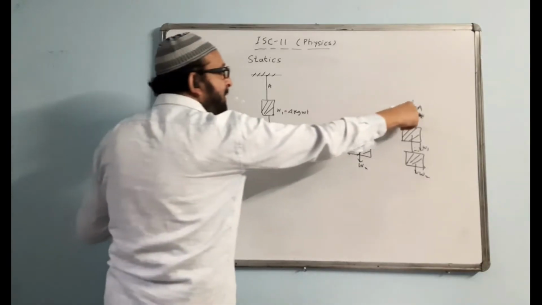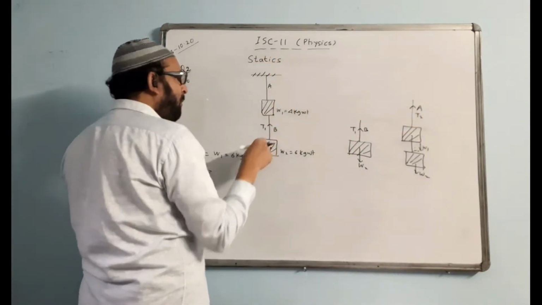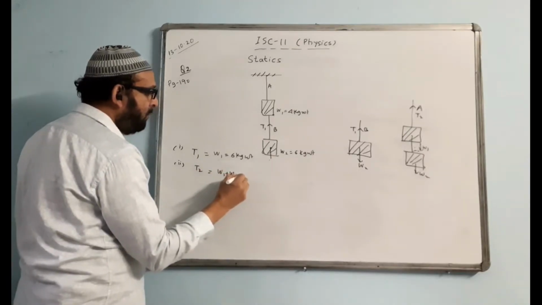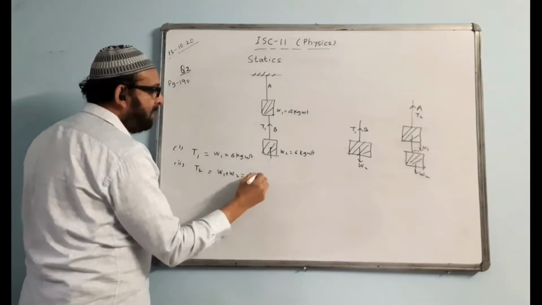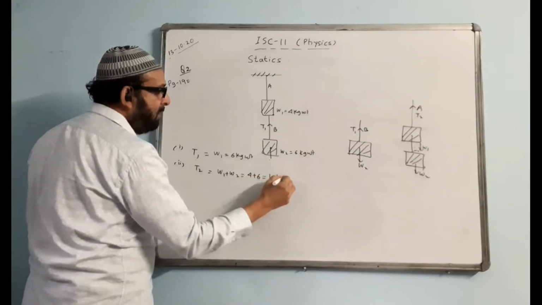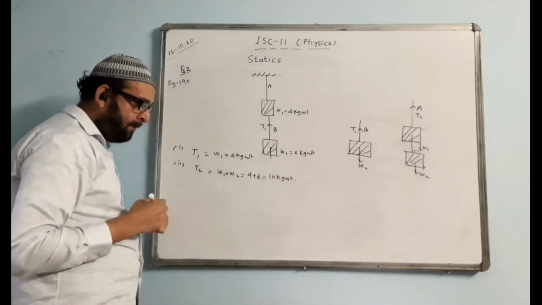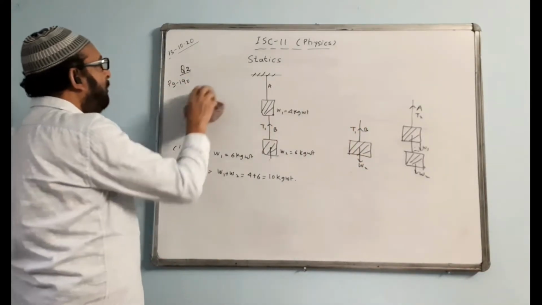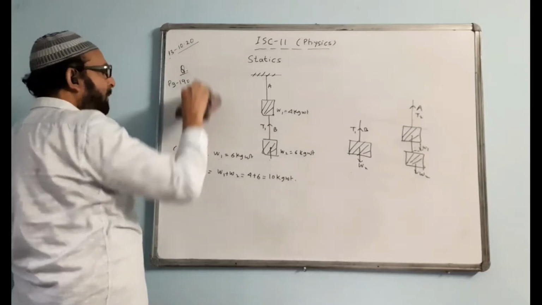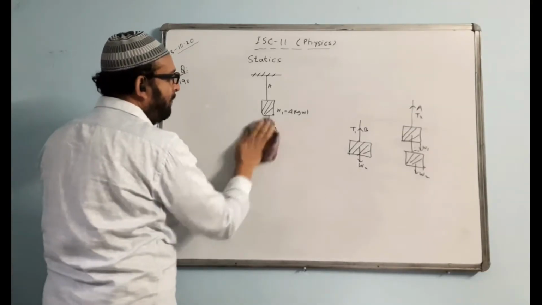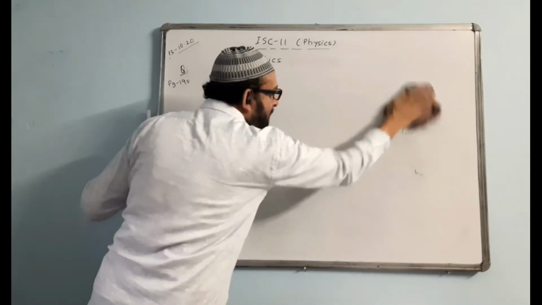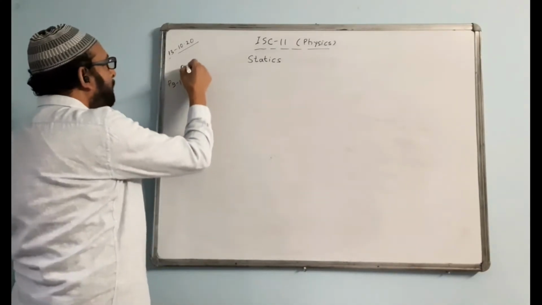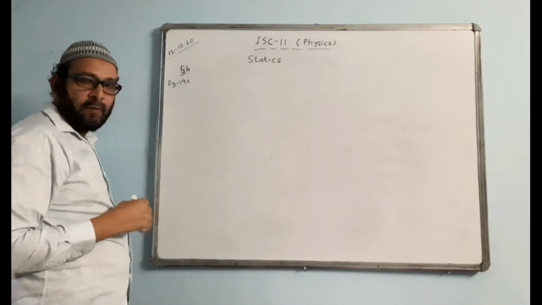This T2 tension over here will support both the blocks. You can get T2 is equal to W1 plus W2. Then it is 4 plus 6, 10 kg. Answer. So this problem is solved. Now we are doing the next question of the same page, that is question number 4.